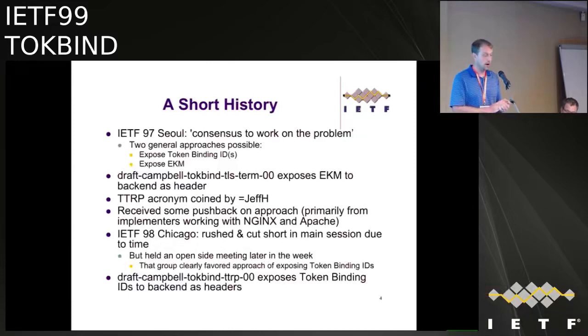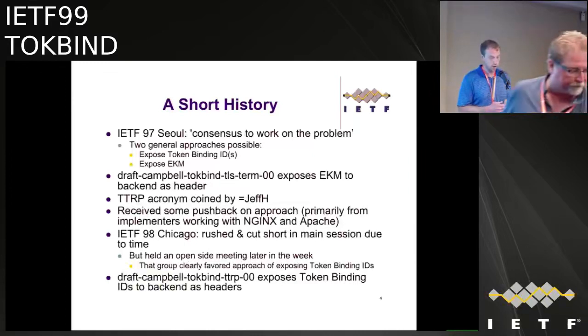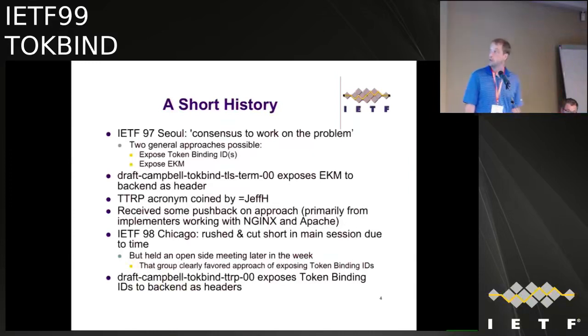But after that, I did have an open side meeting later that week. And we sat down with a smaller group and kind of talked through the issues. And there was a clear preference amongst that group to do the other approach, where the TLS terminating reverse proxy does the token binding validation and exposes the token binding IDs to the backend application to do whatever they need to do. And then it took me several months to write Campbell Tokbind TTRP 00, and that does exactly that. It exposes the token binding IDs to the backend as HTTP headers. Next, please.